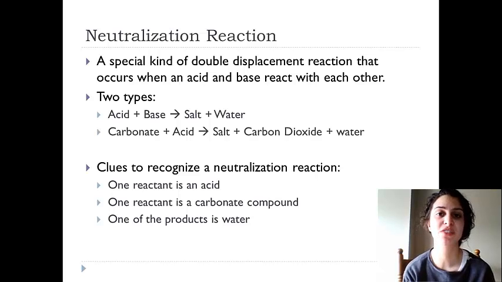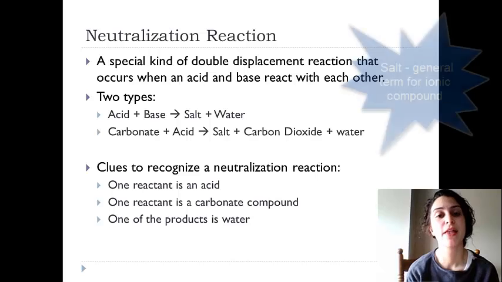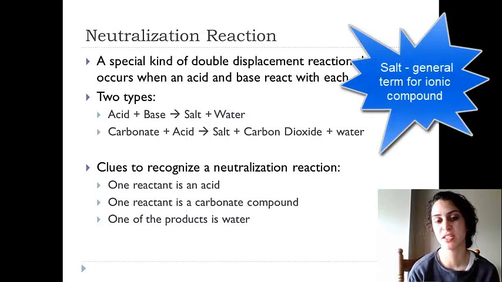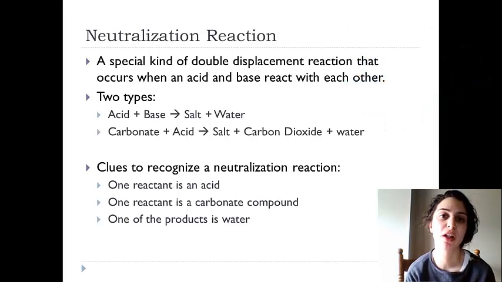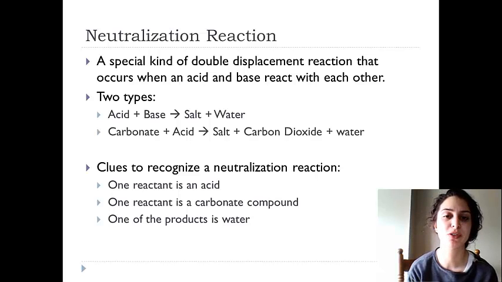For neutralization reactions, there are two types. The first is where the reactants are an acid and a base, and they will produce a salt and water. Now, when we say salt, as a general term in chemistry, we mean an ionic compound. We don't mean salt as in table salt, which is NaCl. We just mean the product that will be produced is an ionic compound, so that's important to note.